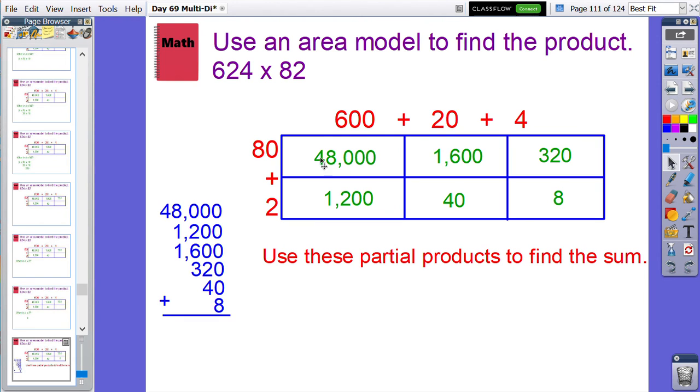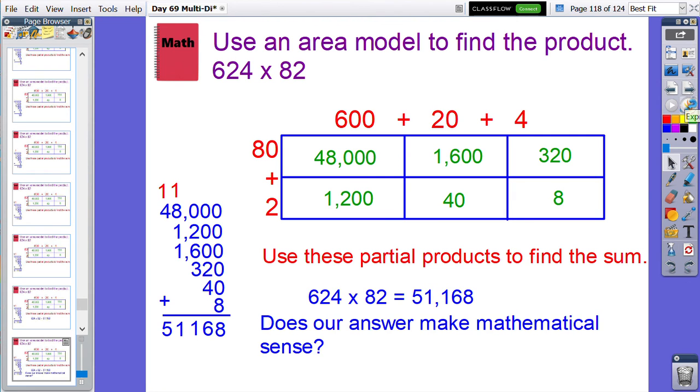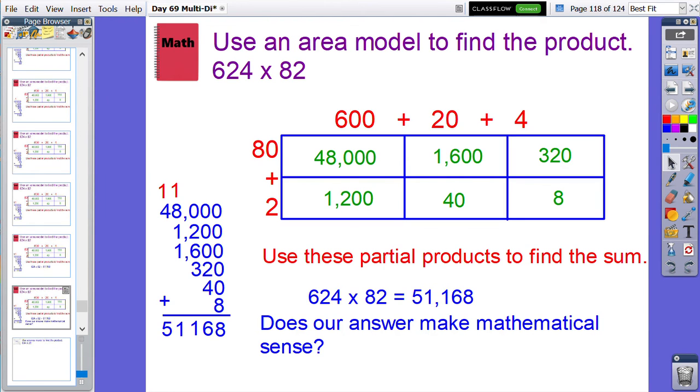So now we have the products of the value of each digit, and we can add all of these partial products up to find the sum to find the answer. And we end up with 51,168. Okay, is that close to our estimate? Does it make mathematical sense, our answer?